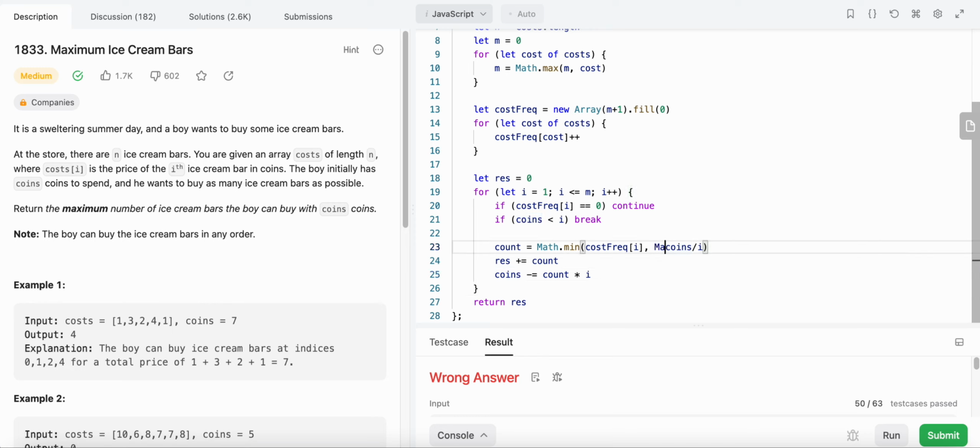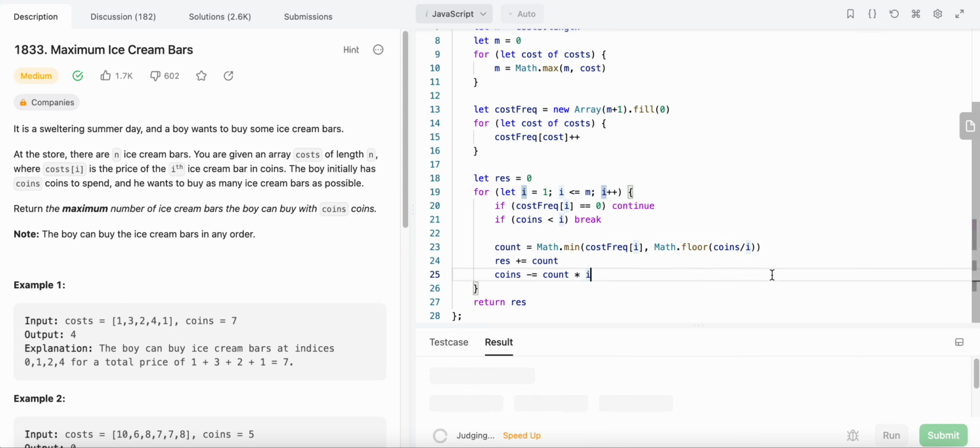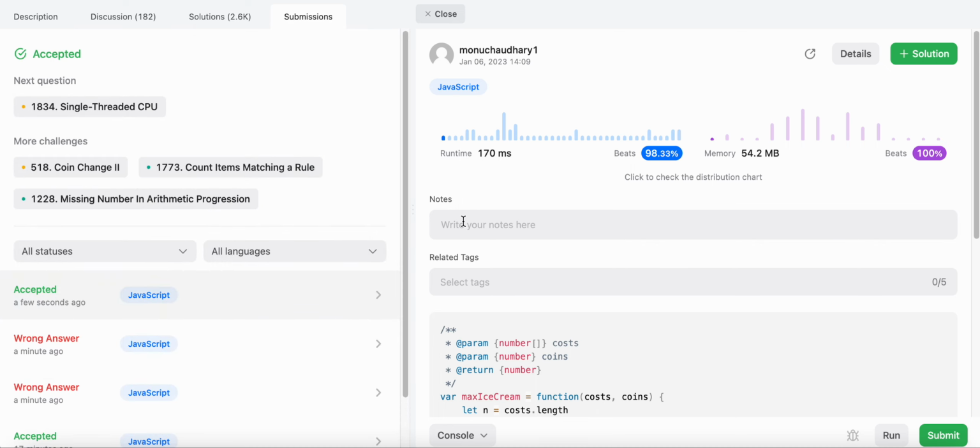Okay, so what we need is, in JavaScript we always need to do this thing here, else we could get a floating point value, because JavaScript is not type specific. Cool, so hope it was helpful.